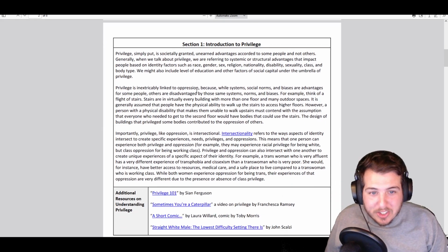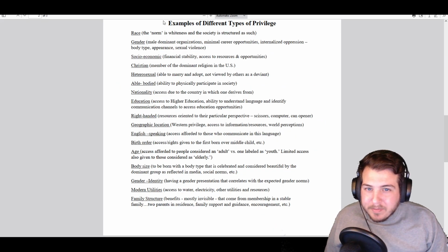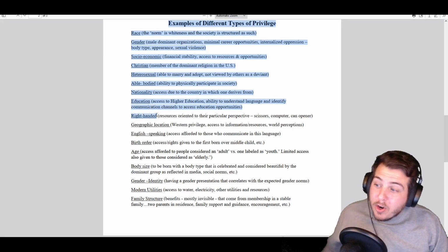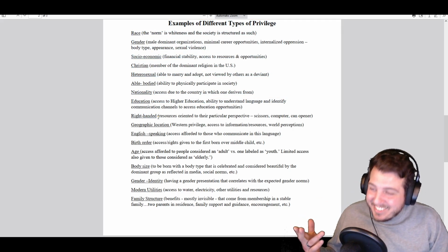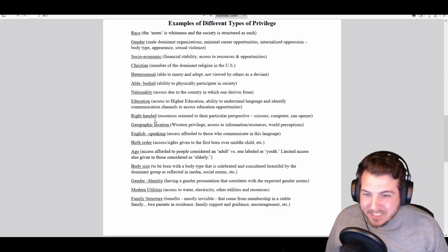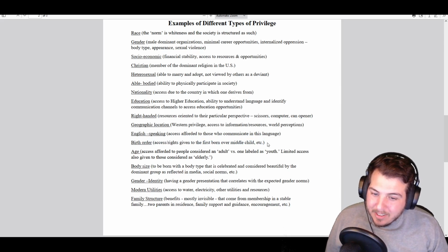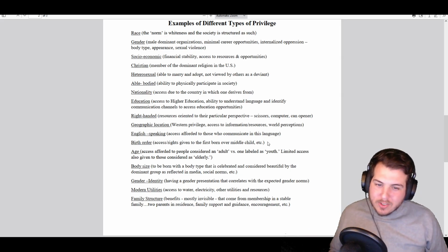This goes on a lot more into other sections, which I thought was kind of ridiculous, but it goes on to say examples of different types of privileges. So you have race, gender, socioeconomical, Christian, heterosexual, able bodied, nationality, education, right handed privileges, geographical location, English speaking, birth order, access or rights given to the firstborn over the middle child. Like, you can't make this up.